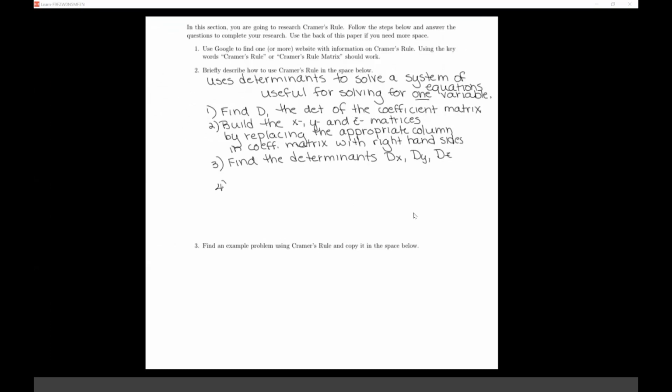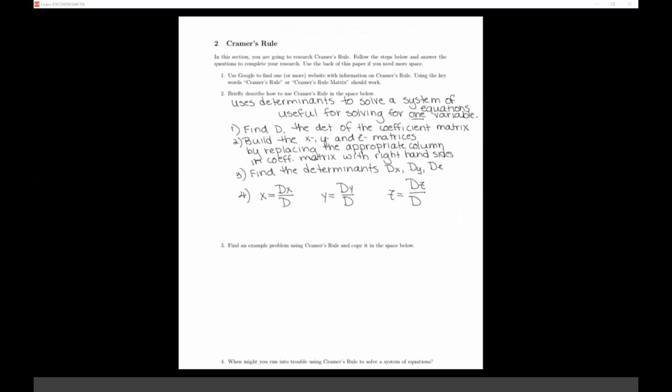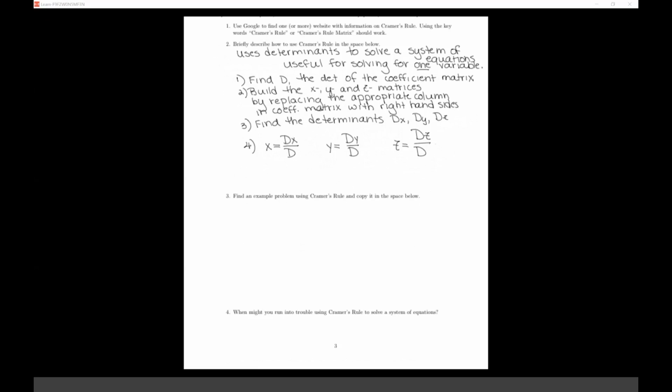All right, last step, to find X, you're going to take the determinant of your X matrix and divide it by the determinant of the coefficient matrix. Y is going to be the determinant of the Y matrix divided by the determinant of the coefficient matrix. And Z is going to be the determinant of the Z matrix divided by the determinant of the coefficient matrix. There we go. So that's it as a recipe, which isn't very satisfying.